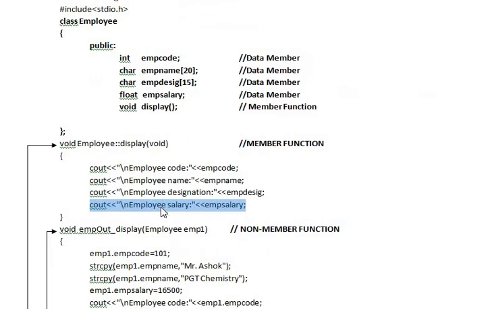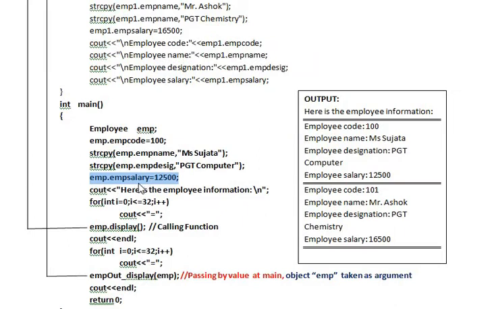Then in the fourth statement, using the cout operator, it's going to print the text employee salary, which is within inverted commas, exactly as it is in the output, along with the value assigned to the data member EMP salary. As the value assigned to the data member EMP salary was 12,500, you can see the employee salary as 12,500 in the output. Once you have executed this statement, the control then moves to the next line.